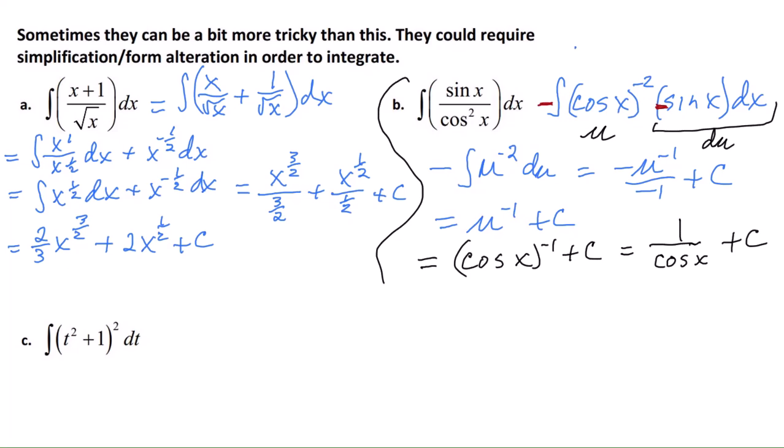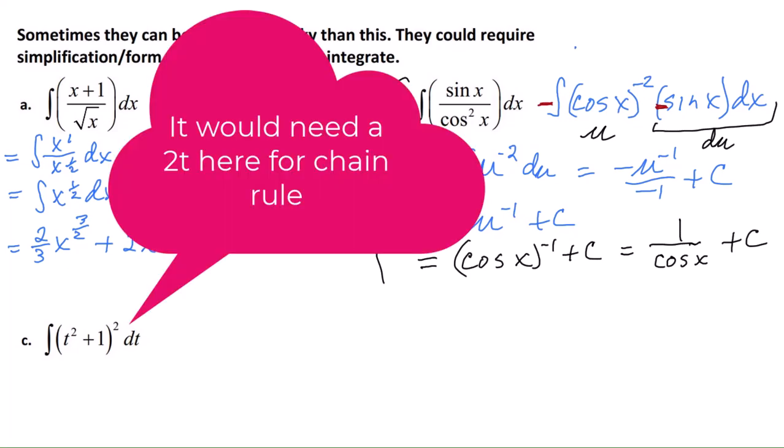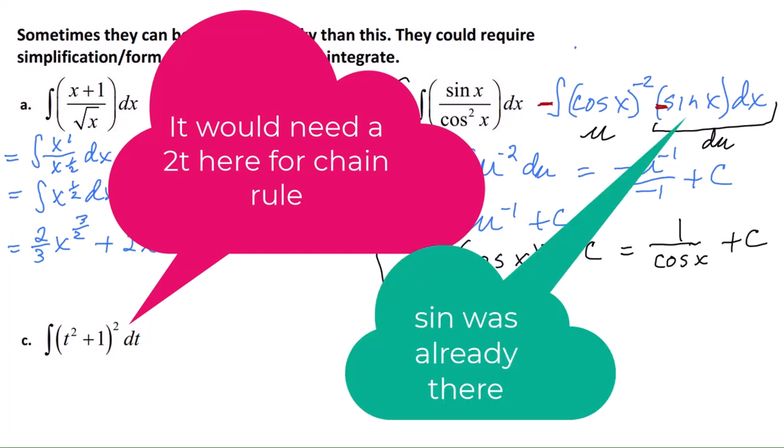Let's look at C. Can I do the same kind of thing with C as I did with B? Because that looks like a chain rule kind of thing to me. And the answer is no. What's missing? The derivative of t squared plus 1 would have to have a 2t. And I don't have that. In B, I had the sine there. All I had to do was just put a negative sign in front of it. Here, I don't have 2t to mess with.